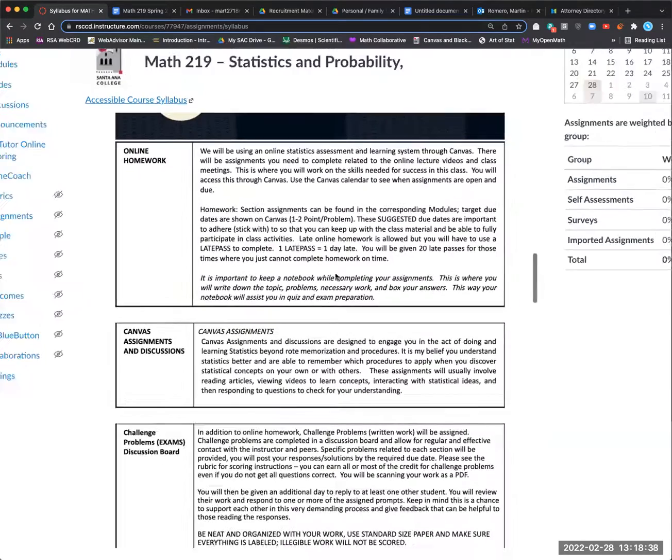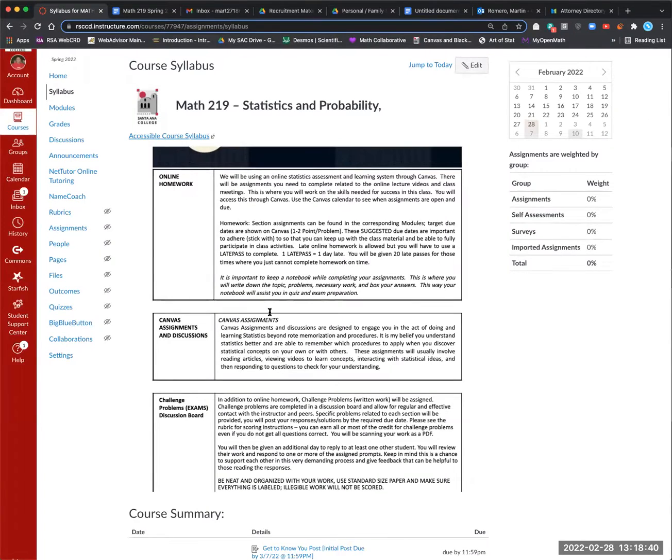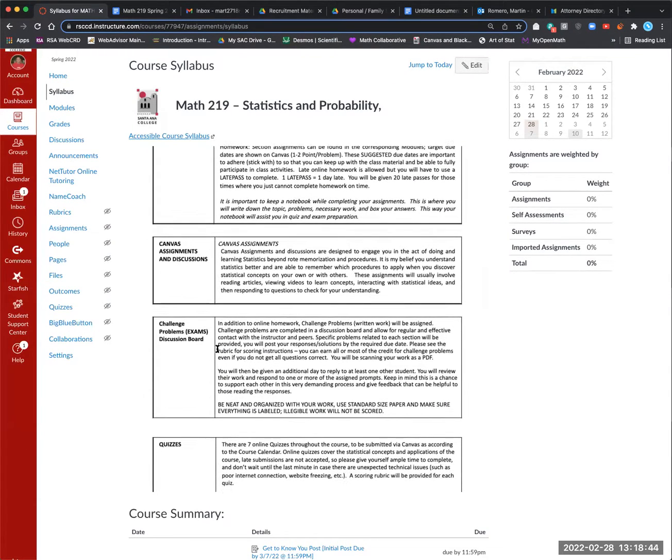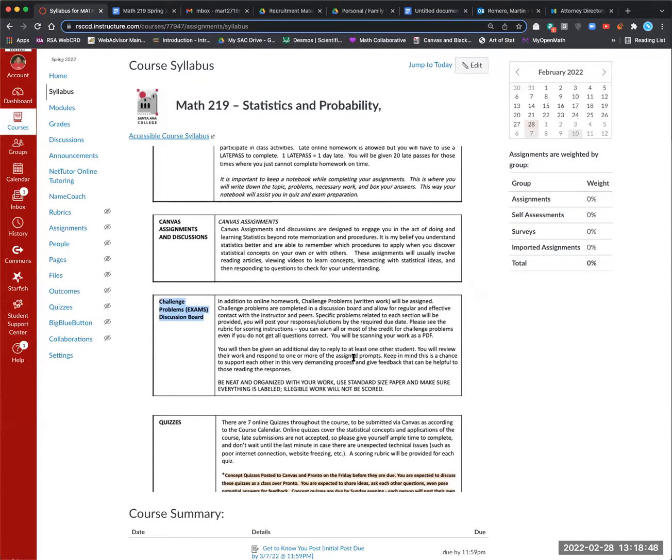Now the class is broken up into key parts. You have the online homework. We have assignments on Canvas. We have a challenge problem discussion board, which are like exams. So you want to look at that, and you'll see that on the calendar. This is kind of my exam process. We put on a challenge board and you try to help each other a little bit, and you post answers.